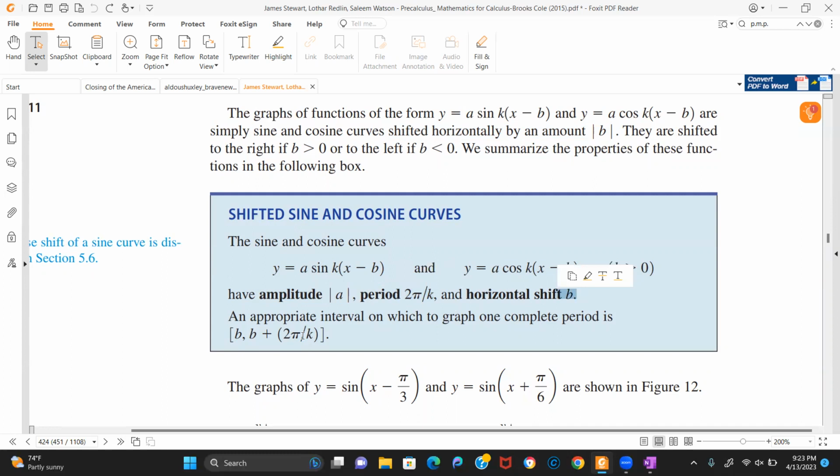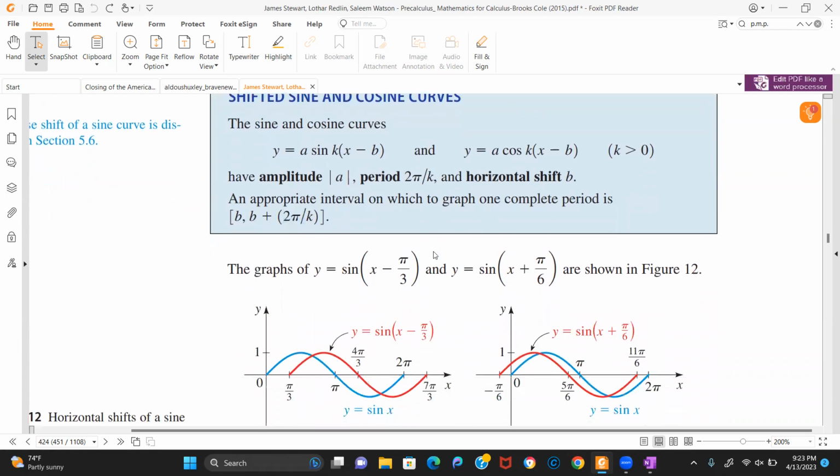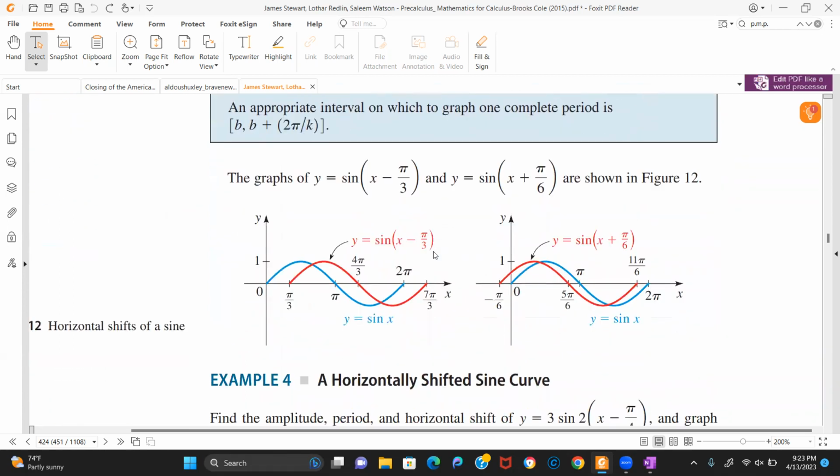And then to figure out what the graph looks like, you only need to graph one complete period. For example, you can graph it on the interval from b to b plus 2 pi over k. So you take b and then you add the period to it.